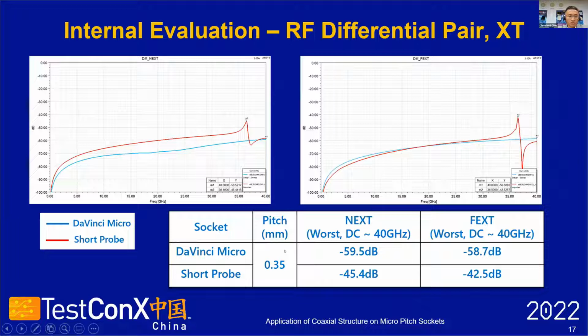For DaVinci Micro, we can see the near end crosstalk worst performance in the DC to 40 gigahertz range is minus 59.5 dB. Far end crosstalk worst performance in the range is minus 58.7 dB. So you can see from this table and these two charts, our DaVinci Micro performance is much better, especially the near end crosstalk performance.